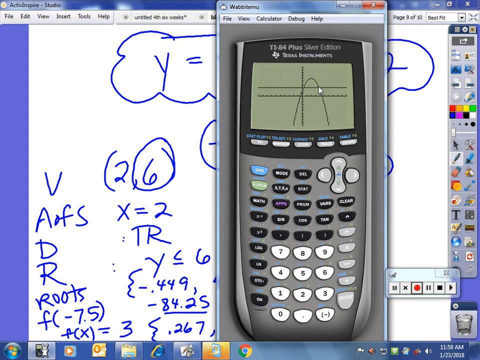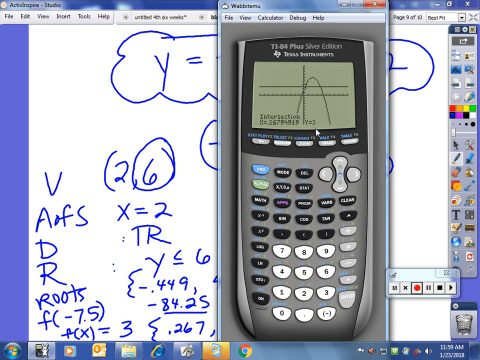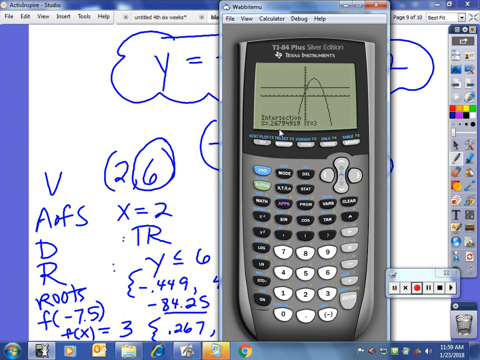Please make sure you don't stop till you see the word intersection. Some kids accidentally stop when it's still asking you to make a guess. Second function, calculate intersection. First curve, second curve, guess. Make sure you see the word intersection, and you should see a y value of 3. And there's the x value, 2.67, and then I said you could drop it off after 3 places.